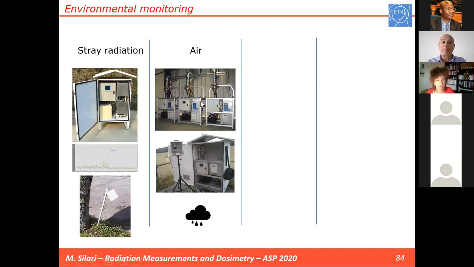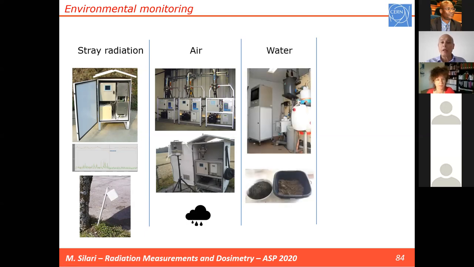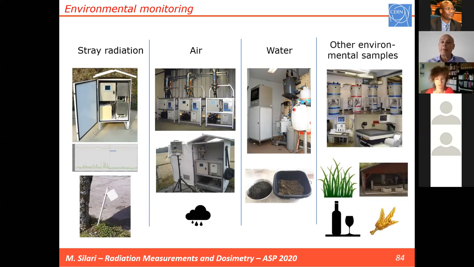At every place where we extract air from the accelerator tunnels, they have an extraction system to flush the air through ion chambers that count potential contamination. Water is the same. We sample the air. We have online monitoring at the extraction point. And we also sample, for instance, grass or dirt around the site to make sure there's no radioactive contamination in it. And we have an environmental laboratory that actually measures the samples.